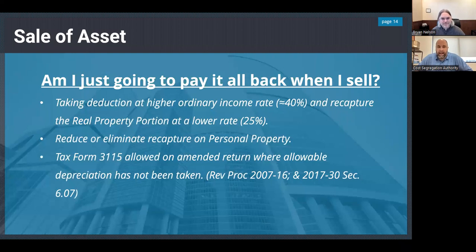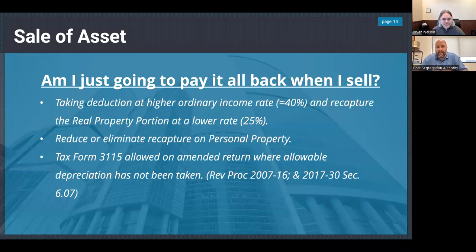So great. All right, so let's move on to the sell of an asset now. This is probably the most important thing we'll learn today. Probably one of the least understood strategies when it comes to cost segregation, but we get this question all the time from both investors and CPAs: well, isn't this just a timing issue? If I take all this depreciation up front, when I sell the asset, don't I have to pay it back? And let me explain that.